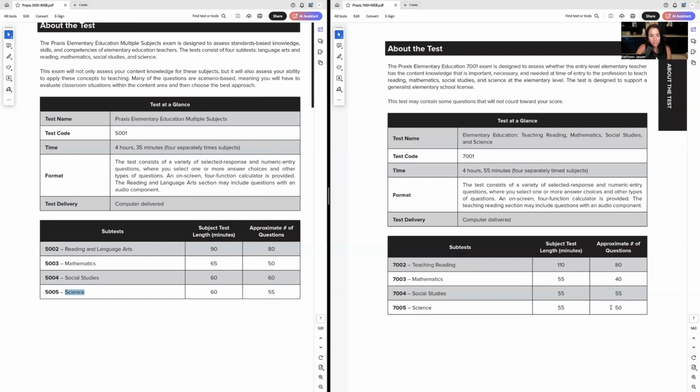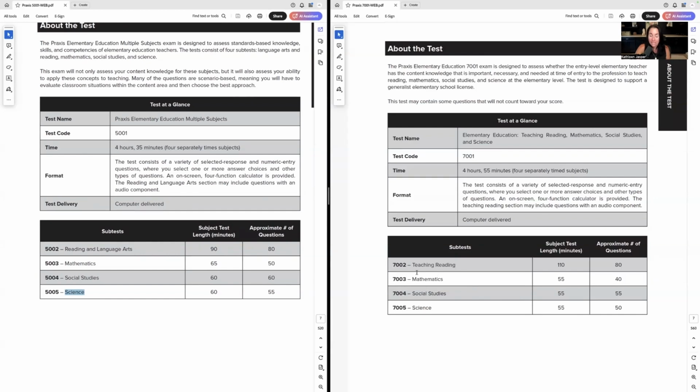And for science, we went from 55 to 50 questions. And for those 3 sections, you get 55 minutes each. Now, it's not a huge deal. You might say, oh, 10 fewer math questions. Yeah, that's great. That could be significant, but 5 fewer in the social studies and 5 fewer in the science isn't that big of a deal.